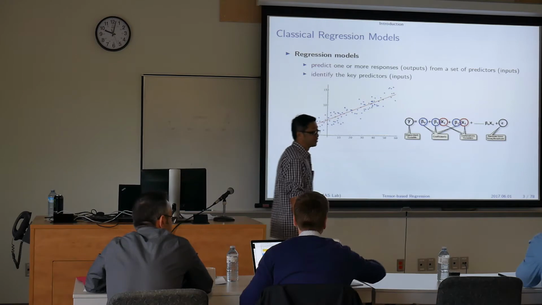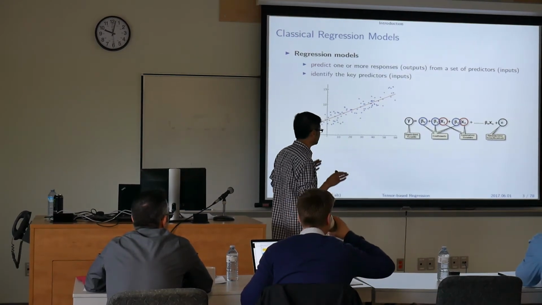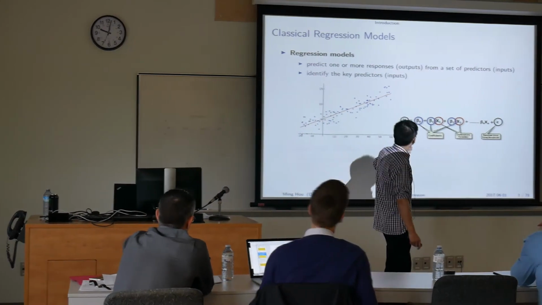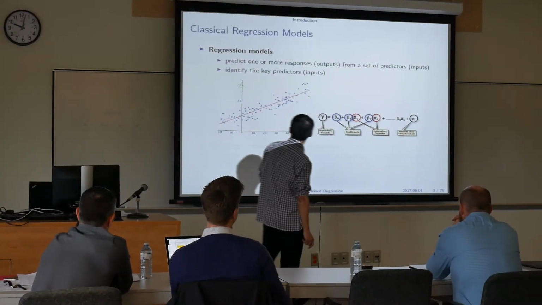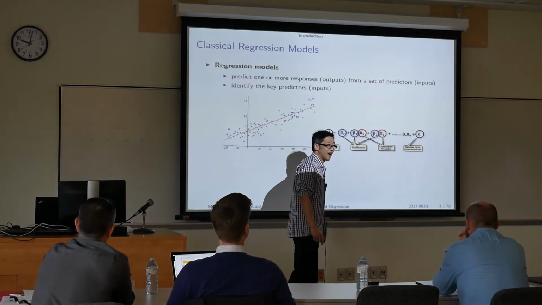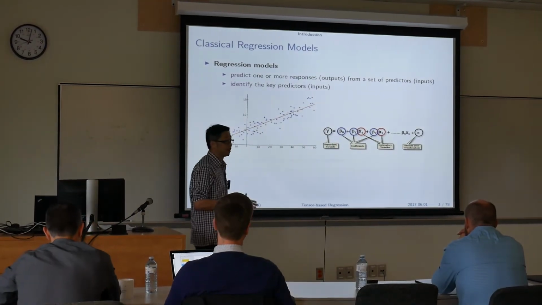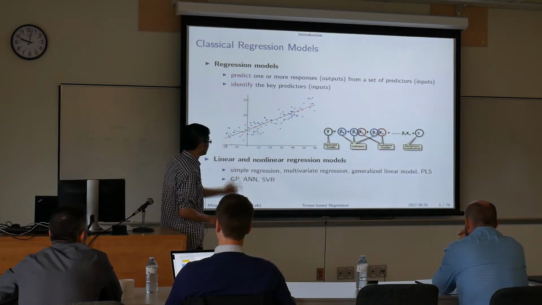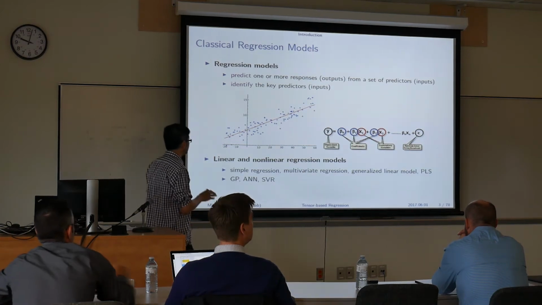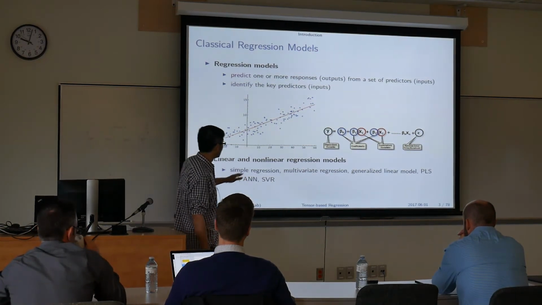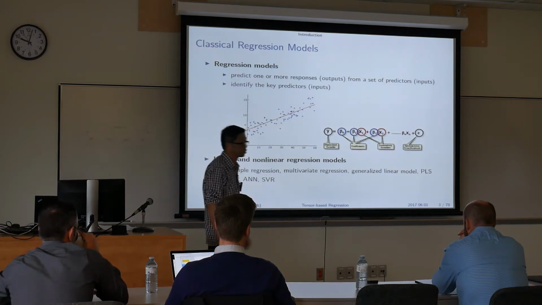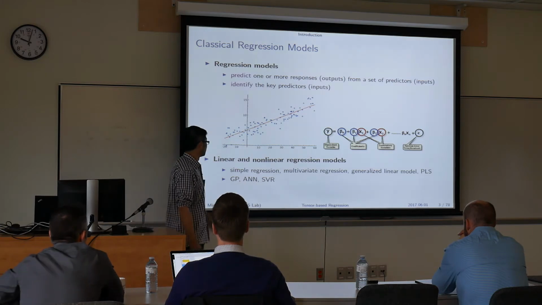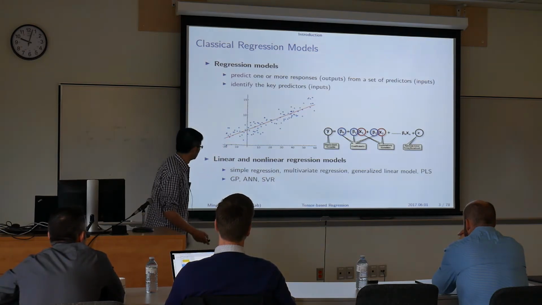Regression is a statistical technique that attempts to study the relationship between two or more variables. It can be used to predict one or more responses from a set of predictors, or to identify the key factors behind observed patterns by exploring the correlation among the variables. Regression models can typically be categorized into linear and nonlinear regression models. For linear regression, notable examples are simple regression, multivariate regression, generalized linear model, or partial least squares. For nonlinear regression, examples are Gaussian process, artificial neural networks, and support vector regression.